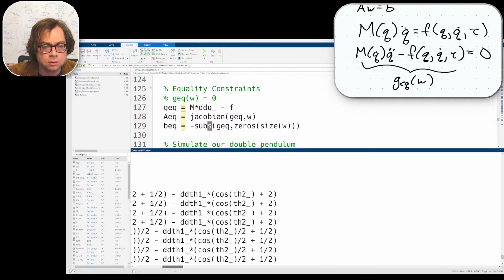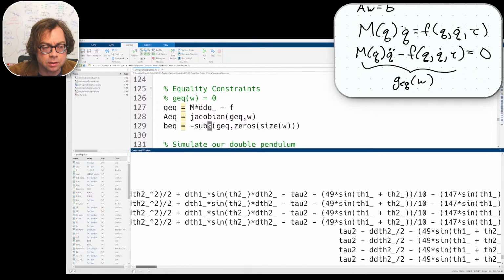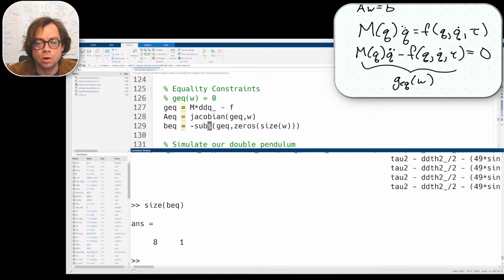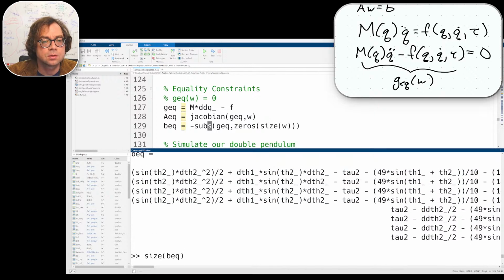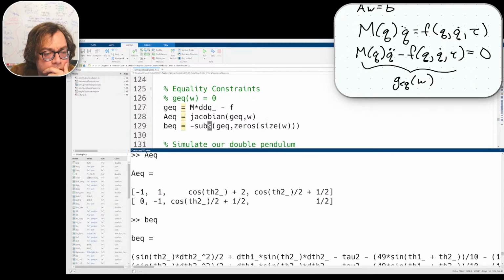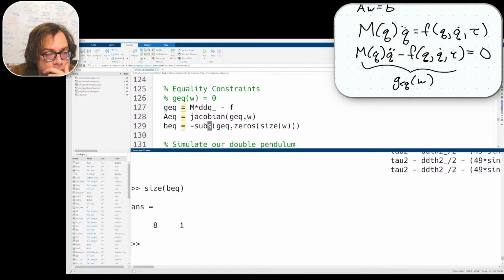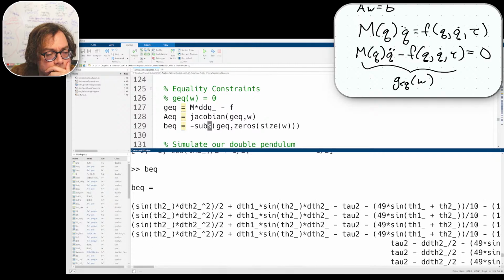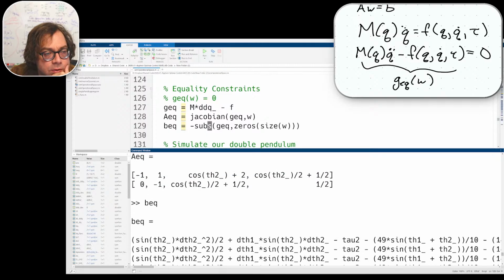Actually, there's something weird going on. Something with size is weird. What's the size of BEQ? 8 by 1. There's something off about that. What did I screw up? Zeros of size W. Something not right there. No, is that right? 1, 2, 3, 4. 8 by 1. This is a 4 by 2. There's something wrong with the size here. What am I screwing up?